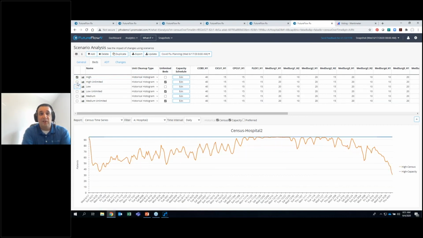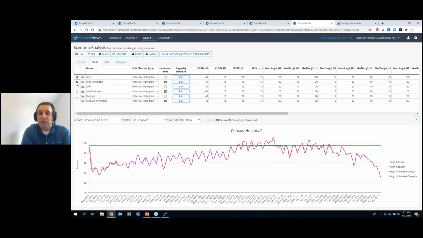One thing we'll do in a lot of our simulation runs is run it unconstrained. And what that means is that if a patient requests a bed or would be preferred to be placed in a bed in that hospital, we don't hold them up.